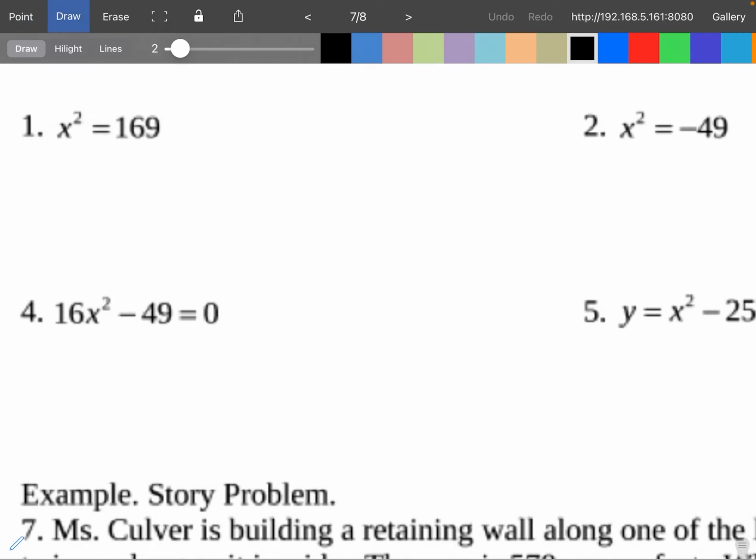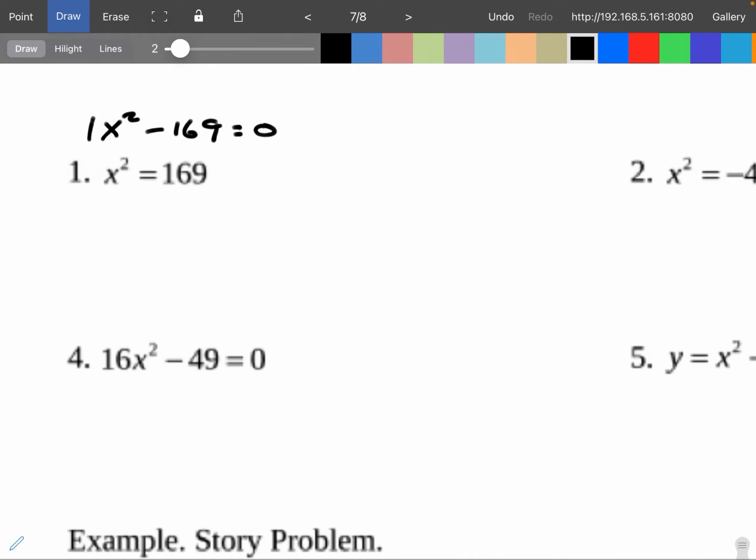Okay, so first problem says x squared equals 169. Now where that would come from is a problem that looks something like this. Like if you had x squared minus 169 equals 0. Because I said when you solve these originally, you've got to have them set equal to 0, right? So what would B be for that one? 0. Yeah, 0. Do you guys see that?